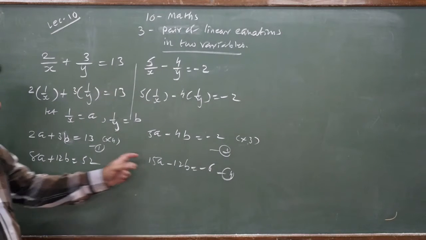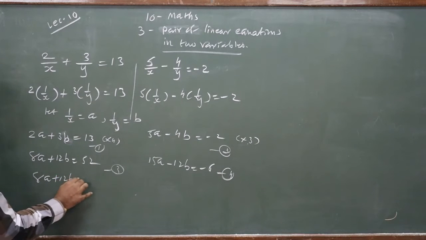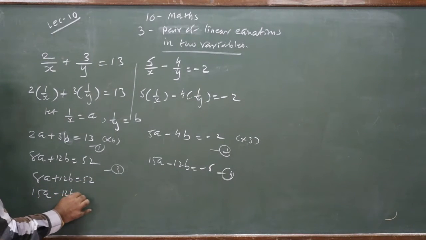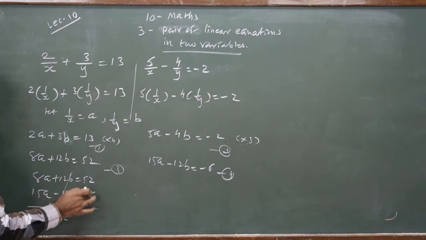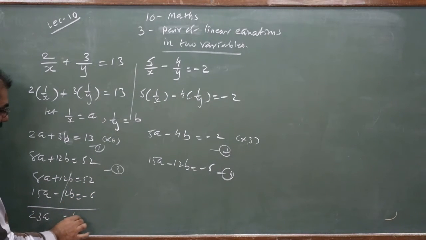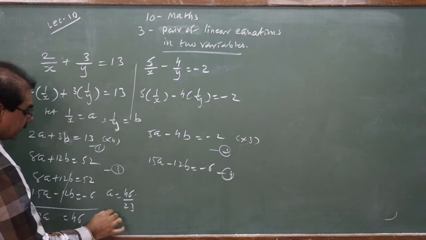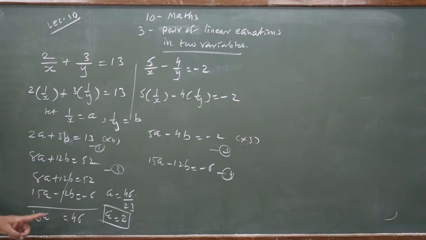What I do? I take the sum of these two equations. 8a plus 12b is equal to 52. 15a minus 12b is equal to minus 6. Taking the sum, these two are cancelled. 15 plus 8, 23a, and 52 minus 6, how much is it? 46. So 23a is 46, so a is equal to 46 upon 23, so a is equal to 2. Got it? a is equal to 2.